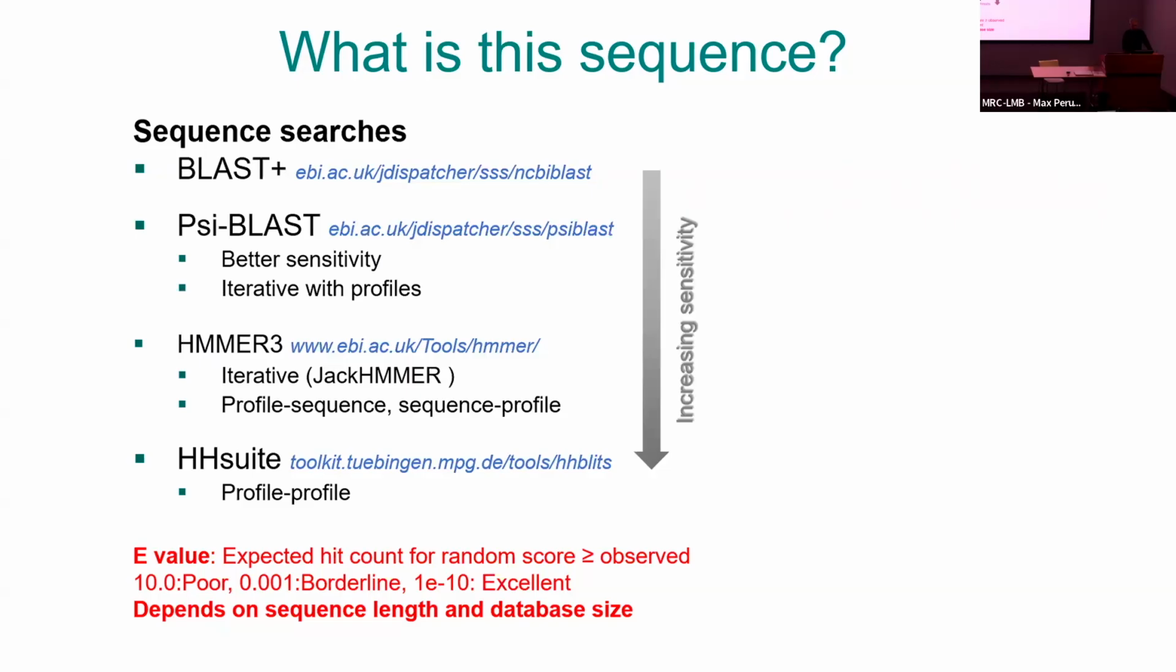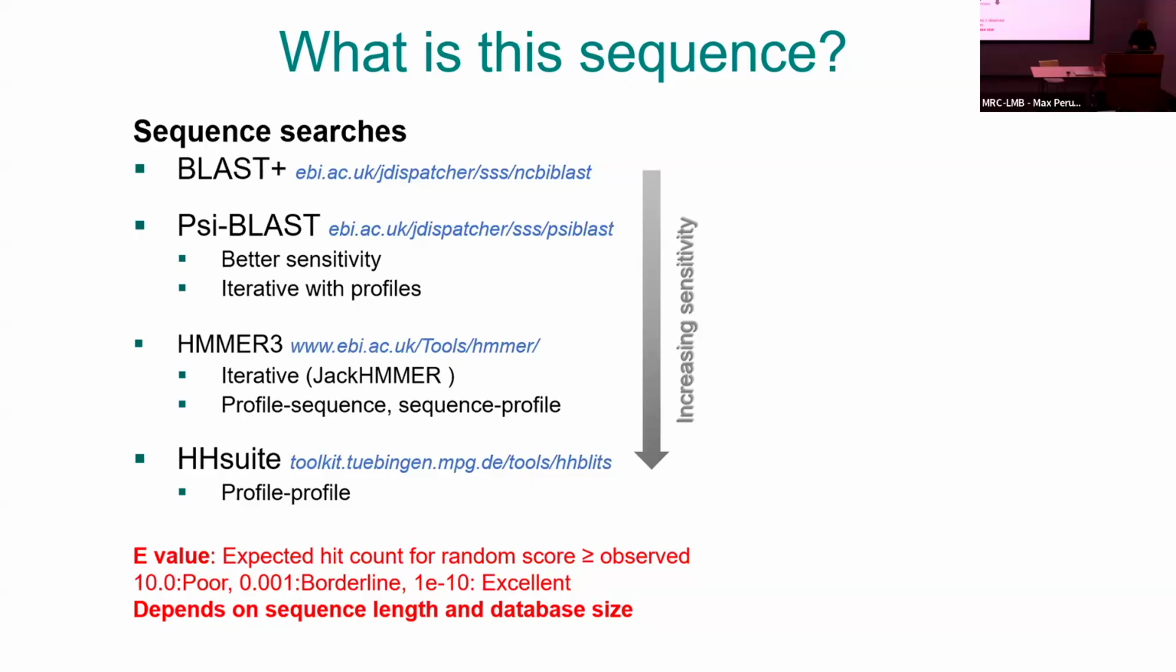There's SciBLAST, which you can try. It's almost as quick as BLAST. The idea is it uses iteration, which I'll explain in a moment. And there are also Markov chain-based methods like HMMER, which actually started off in the LMB. Some of the early versions were done here, I think in cell biology, and HH-suite.